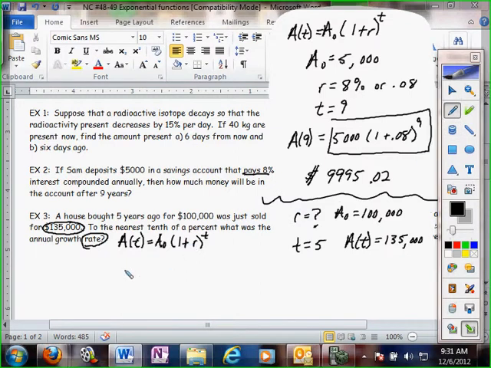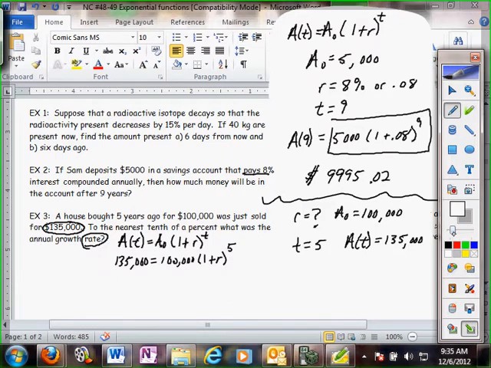So I'm going to plug in what I know. A of t is 135,000 equals A naught, 100,000, times 1 plus r, that I do not know, to the power of t, which is 5. So now I'm solving for r. You've seen this solved this way in Algebra 2. We haven't done a problem like this here. Pay close attention because we're going to use those skills that we developed yesterday in reviewing our exponential laws.